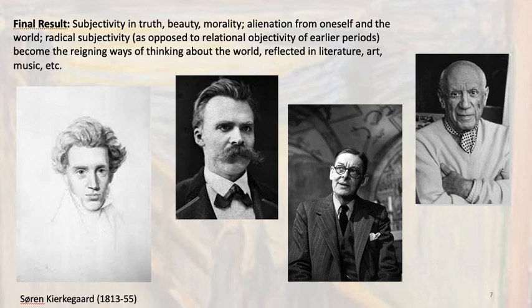And you can see Søren Kierkegaard, whom we're studying this week. Again, Nietzsche next to him. T.S. Eliot, we'll look at his poem, The Love Song of J. Alfred Prufrock, and then Picasso, whom we'll look at later, all the way to the right. There's a subjectivity, so not an objectivity. You're not looking at an object, you're thinking, what does that subject see? Subjectivity and truth, beauty, morality.